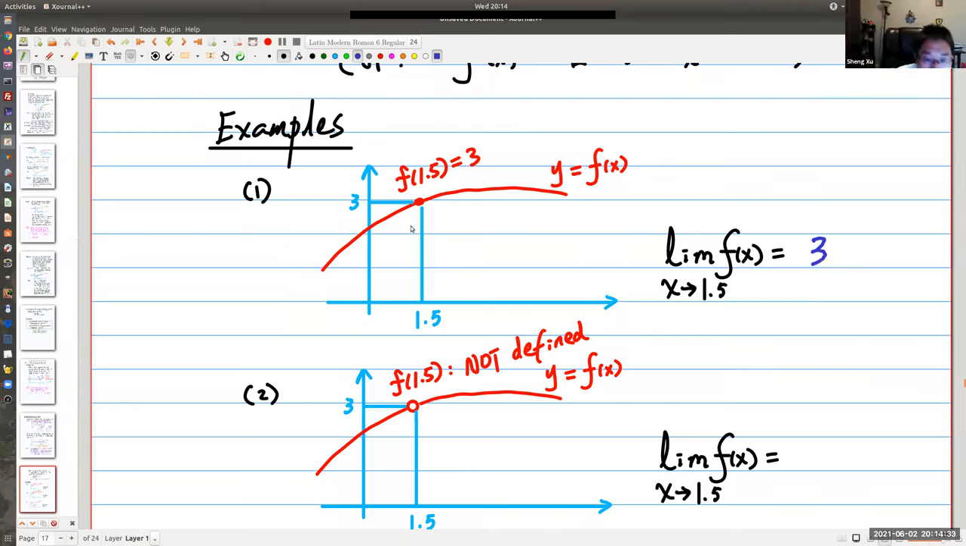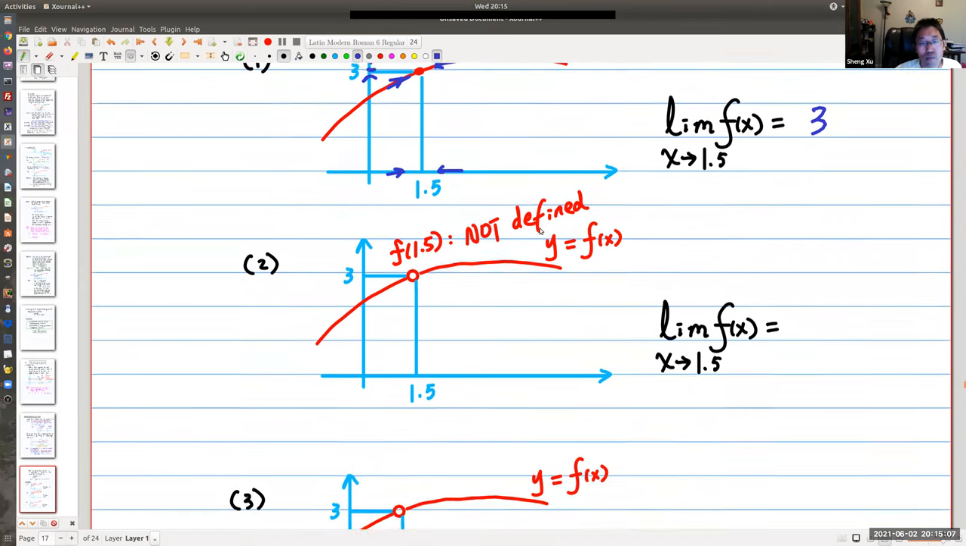So as x approaches 1.5, it's like you're climbing this mountain or descending this mountain here. You are going toward this when x approaches 1.5 from left or from right. So of course, the function value is getting closer and closer to what? To that 3 over there. Does it make sense to you? Toward this 3 here. So the limit of f(x) equals 3. So in this case, the function is defined at 1.5 and it's just equal to 3.